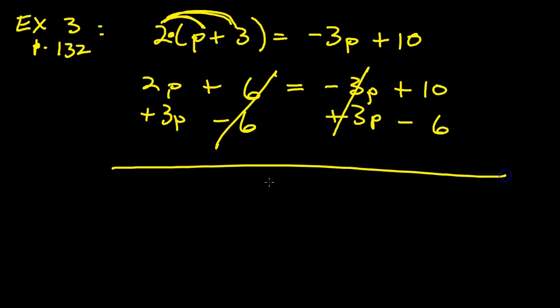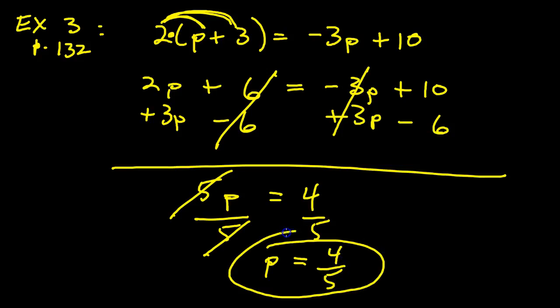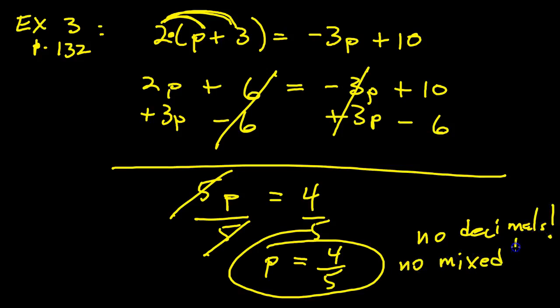All right, so performing the indicated addition, I will get 5p on the left equals 10 minus 6 is 4 on the right. Then dividing both sides by positive 5, I get a cancellation of the 5s on the left. I'm left with 1p, or p, equals 4/5. Final answer. Remember, no decimals, please, on test day. No decimals and no mixed numbers. We already talked about that in earlier lectures. Okay.